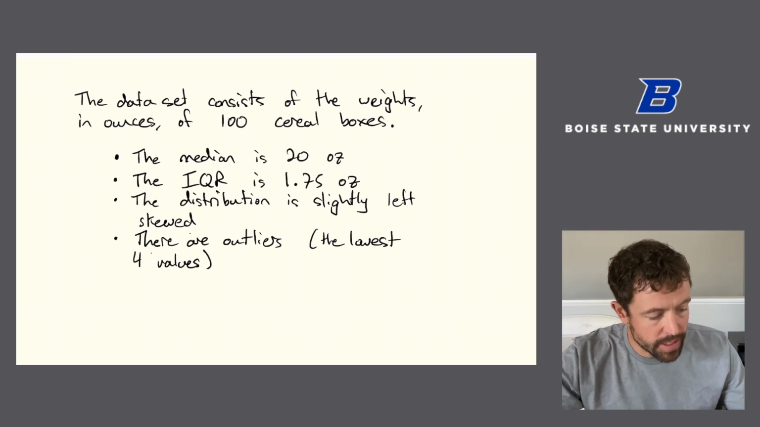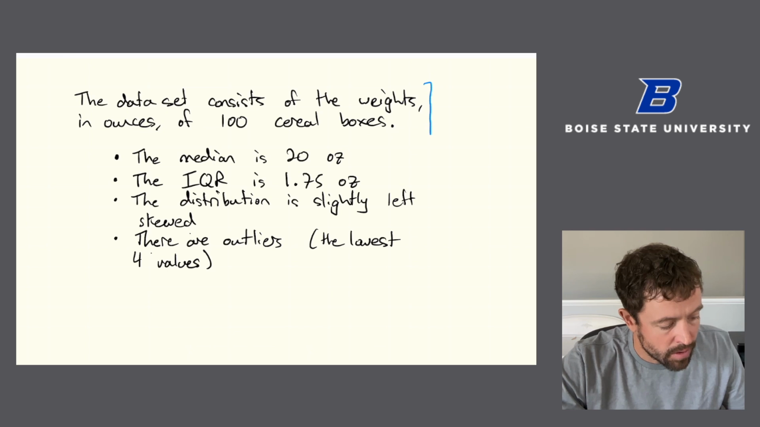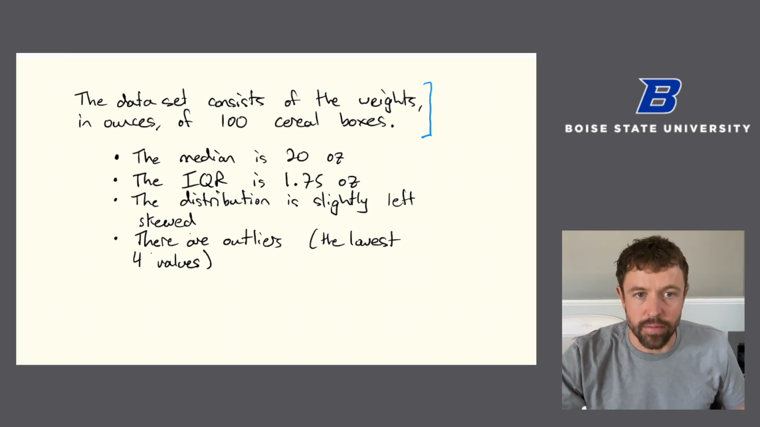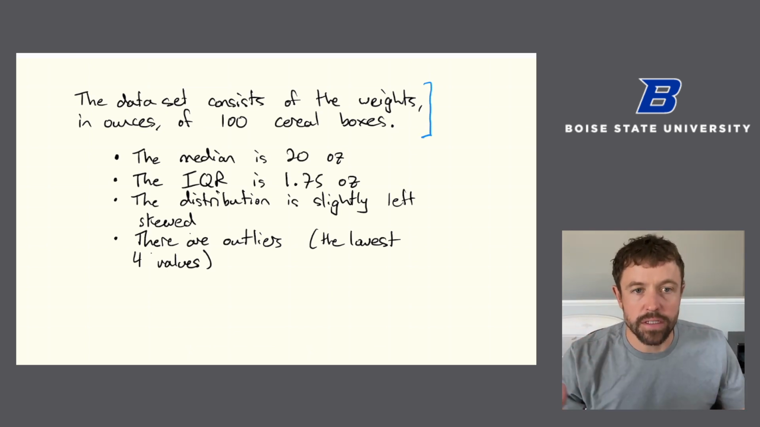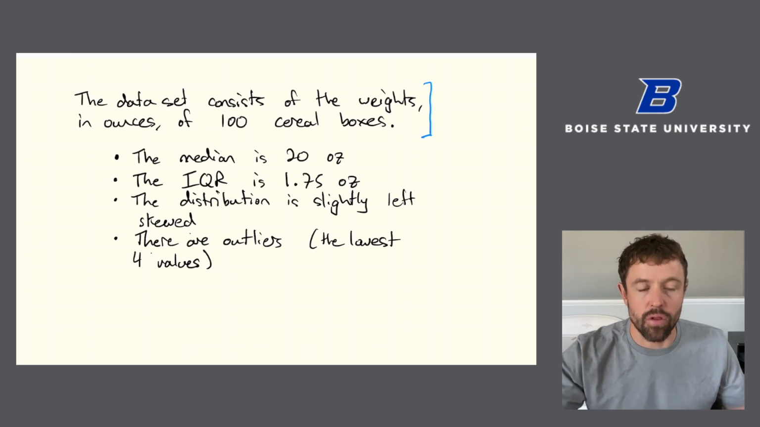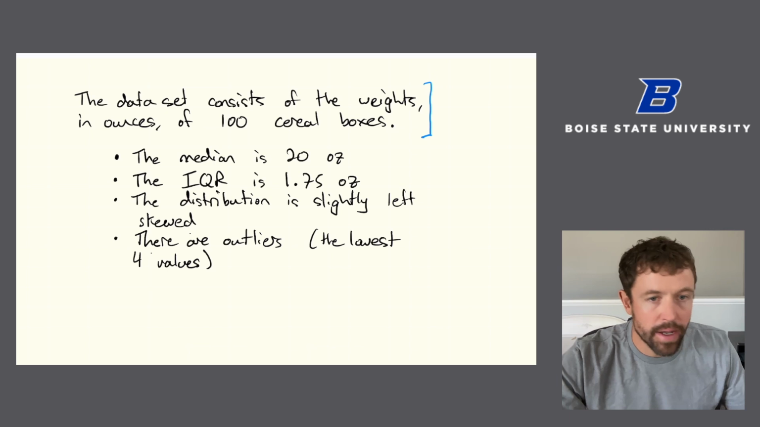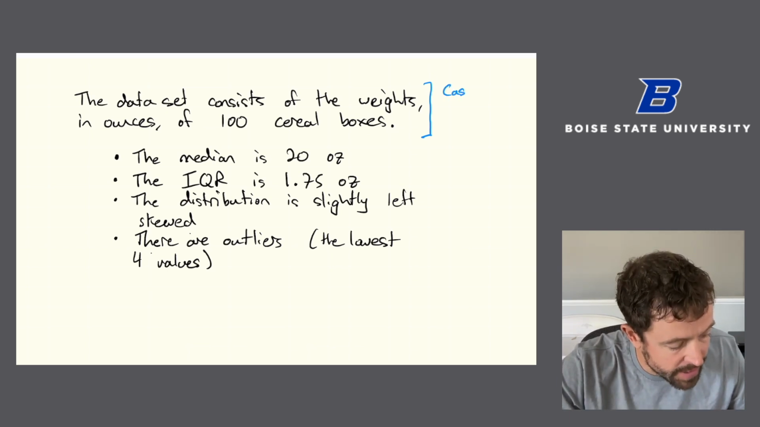So the first thing I did here was I gave some context to the numbers, right? We started out with just this list of 100 numbers and a longer description of it. But here what I included was information on the numbers in particular. I included what the cases are and what the variable is.